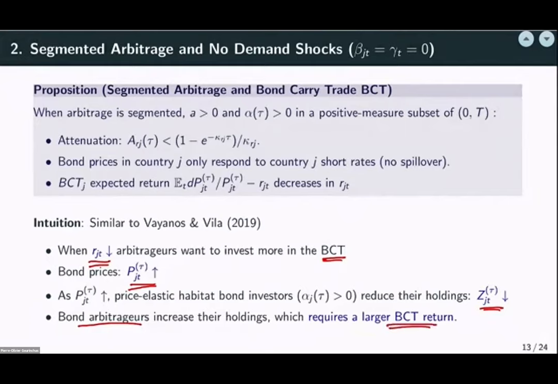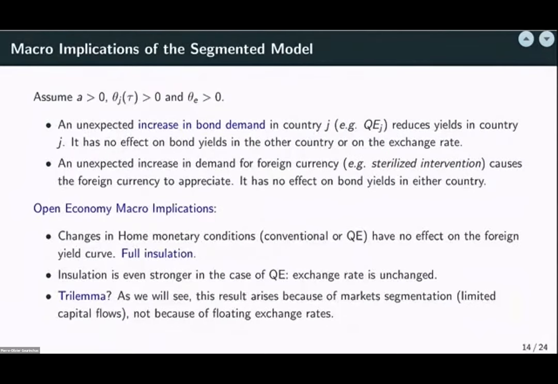And in order to be willing to do that in equilibrium, they will have to be offered a larger bond carry trade return. So the expectation hypothesis is not going to hold. And now there will be an impact of the change in the short rate on the term structure and on term premium, okay? And it's all going to happen through this term and risk premium.